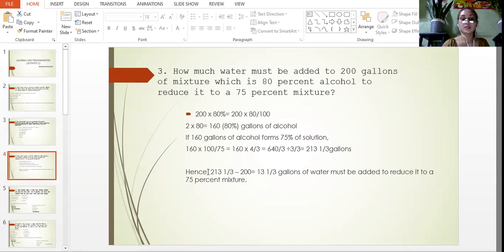Hence, 213 and 1/3 is subtracted by 200 gallons. It will be 13 and 1/3 gallons, or 13.33 gallons of water must be added to reduce it to a 75% mixture.